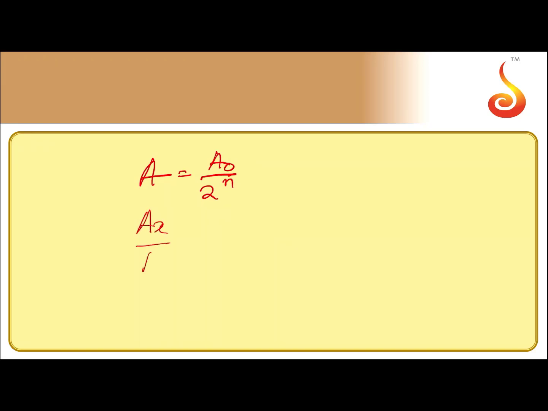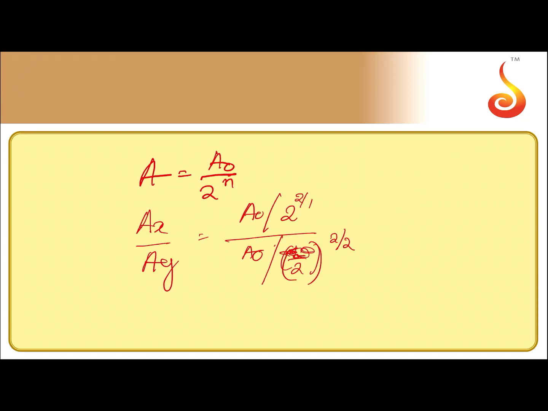So I can write here AX divided by AY is equal to A naught divided by 2 to the power of 2 by 1, divided by A naught divided by 2 to the power of 2 by 2. The A naught and A naught cancel, leaving 2 to the power of 2 by 1 divided by 2 to the power of 2 by 2. This is nothing but 1 divided by 2. Thus, AX by AY is equal to 1 by 2.